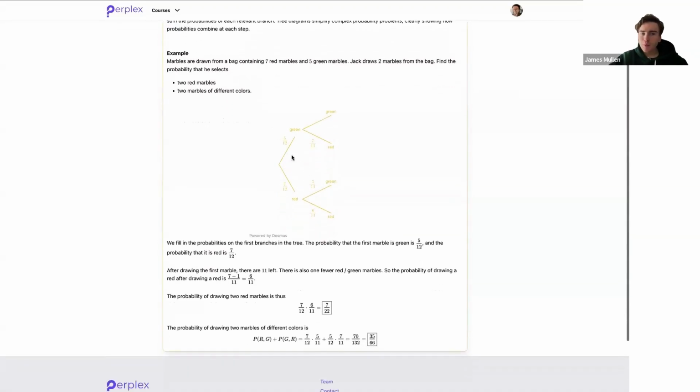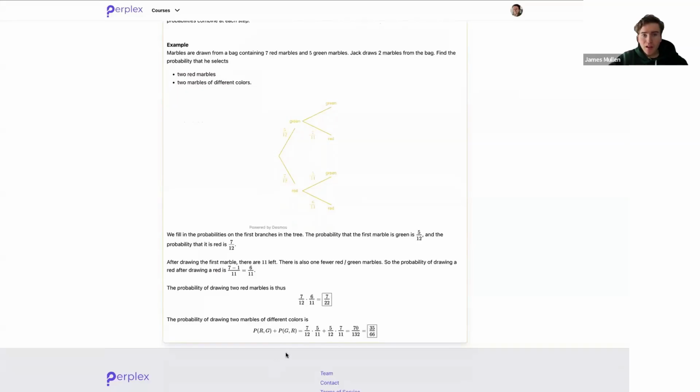Here's an example. I'm drawing marbles from a bag containing 7 red marbles and 5 green marbles. Jack draws 2 marbles from the bag, and we want to find the probability that he selects 2 red marbles, and then, in a separate case, 2 marbles of different colors. So we fill in the probabilities on the different branches of the tree. The probability that the first marble is green is 5 out of 12, and for red, it's 7 out of 12. After drawing the first marble, there are 11 left, and there's also 1 fewer red or green marble. So I can then fill in 7 over 11, 5 over 11, and 6 over 11.